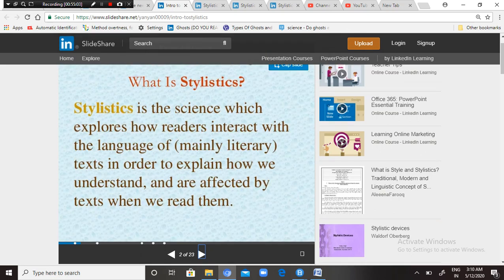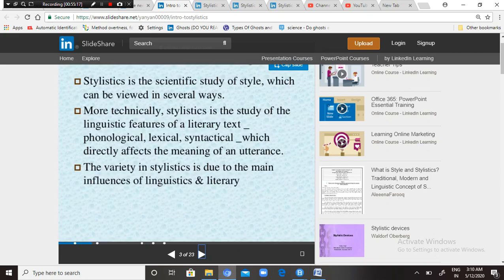So what is stylistics? Stylistics is the science which explores how readers interact with the language of a mainly literary text in order to explain how we understand and are affected by a text when we read it.